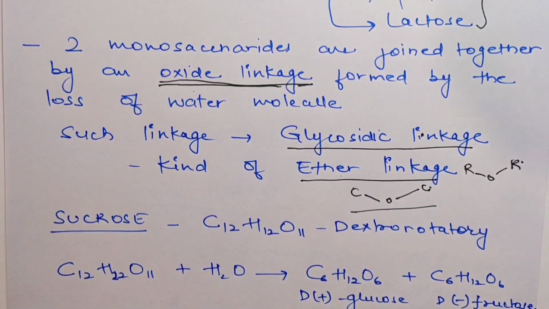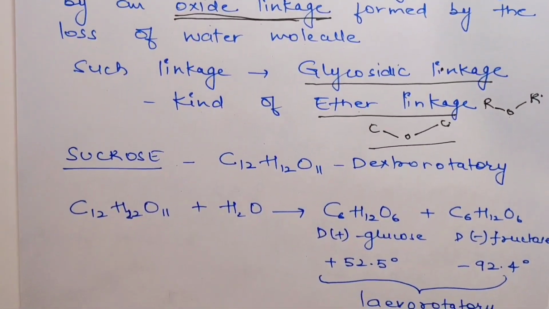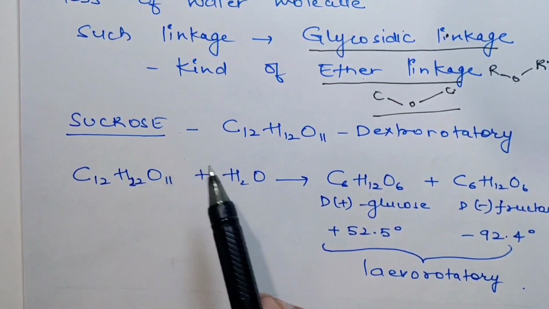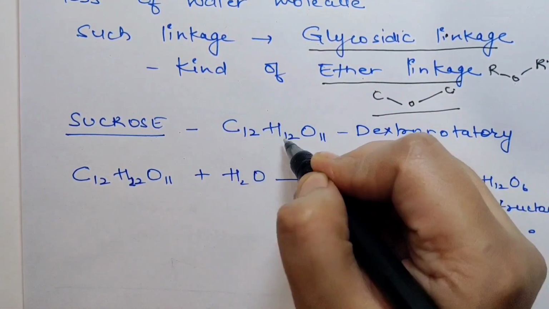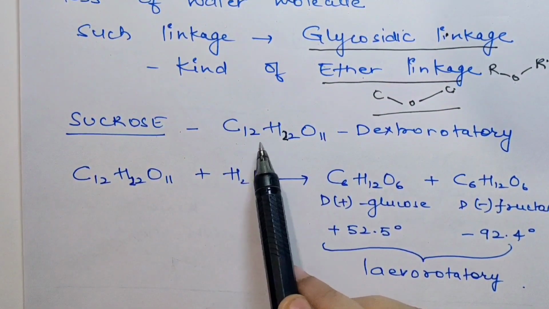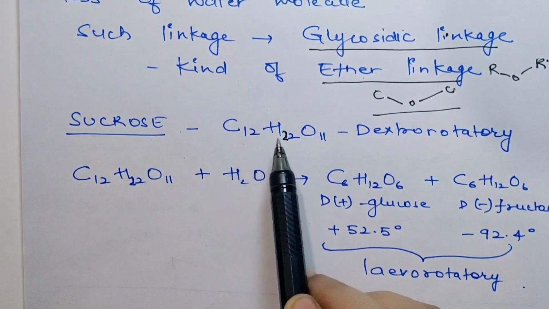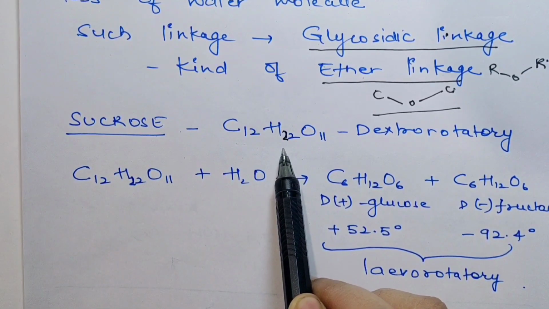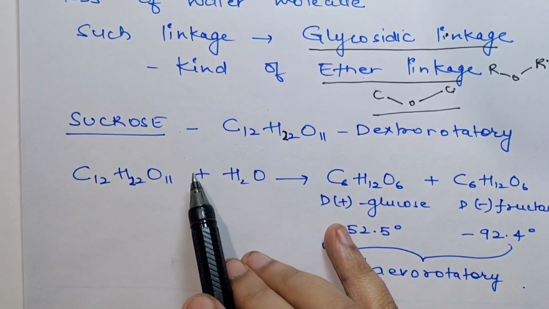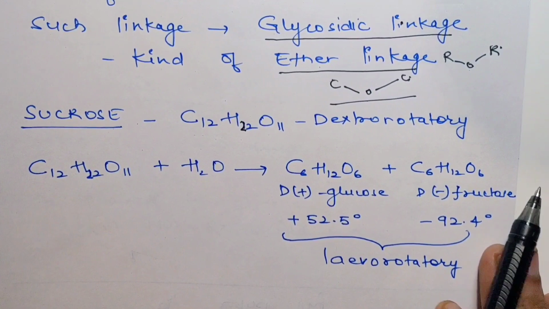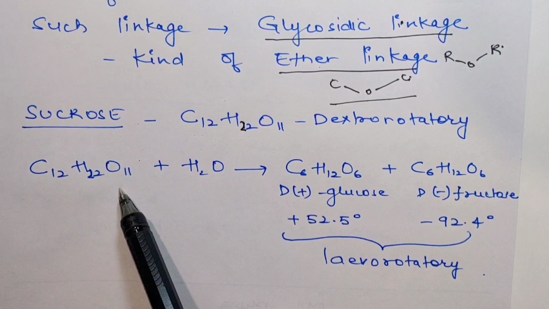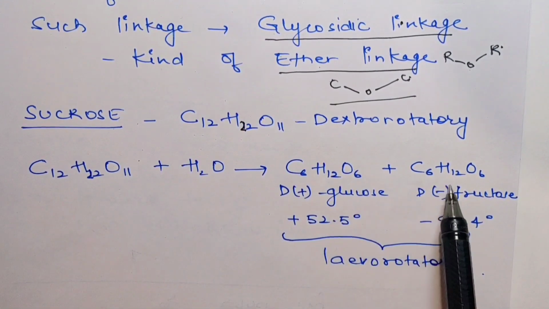Okay, now our first and very important disaccharide is sucrose. Sucrose is your normal table sugar. The formula is C12H22O11. Now if you see, it has double the number of carbon atoms, double the number of hydrogen atoms minus 2, and double the number of oxygen atoms minus 1, compared to glucose. That is because when you hydrolyze sucrose, you get glucose and fructose.